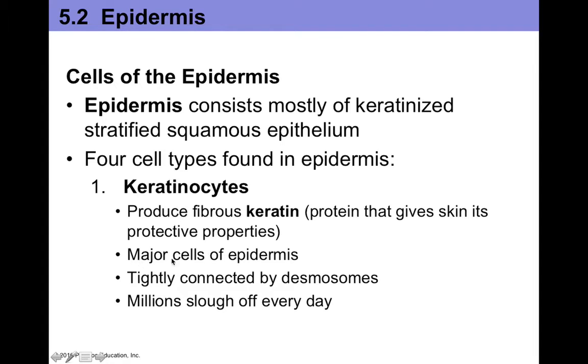The major cells of the epidermis are actually called keratinocytes. These are the cell types that you find in stratified squamous epithelium, and they are called that because they make keratin. Now, these cells are very tightly connected by desmosomes. Remember, desmosomes are the strongest of the intercellular junctions, so it makes sense that desmosomes would be found between these keratinocytes that make up the protective layer of your skin. Now, millions of these cells slough off every day, and that actually is consistent with the idea that epithelial tissues have a high regenerative capacity. So you actually replace your keratinized stratified squamous epithelium about once every 2 months.